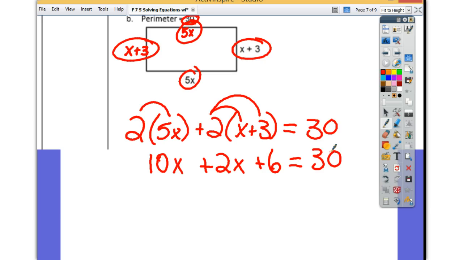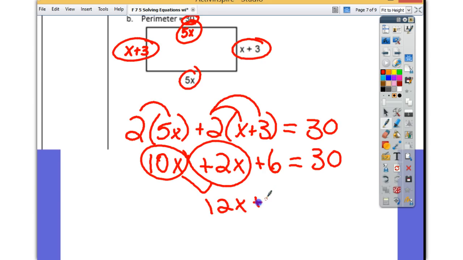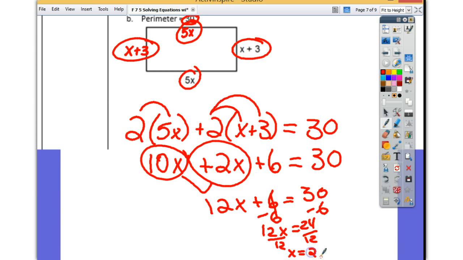Combine what like terms? 10 and 2 gives me 12x plus 6 equals 30, minus 6 to both sides. 12x equals 24. Divide by 12. What does x equal? 2. Can I go, ta-da, all done? No, I know x equals 2.